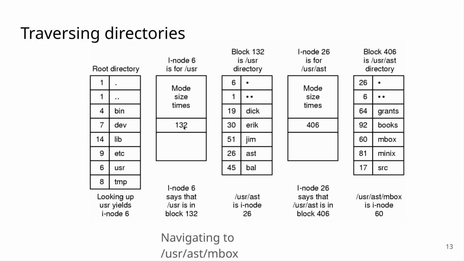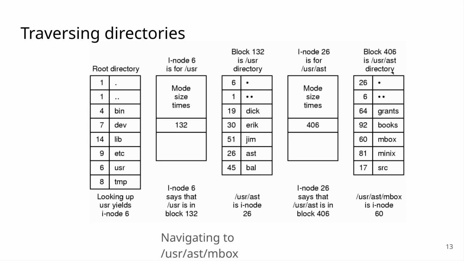Okay, we go to block 132, which is another directory entry, because it has a sequence of names and inode numbers, right? So then we need to find AST, that user. We find AST, and it is on inode 26. So we go to inode 26. Again, it has a block number here. That block number is 406. We go to that block, and guess what?